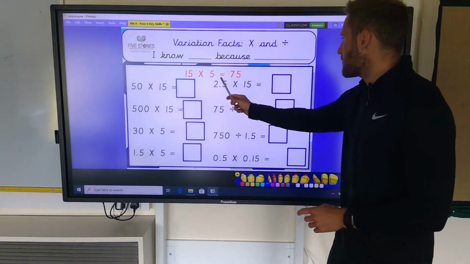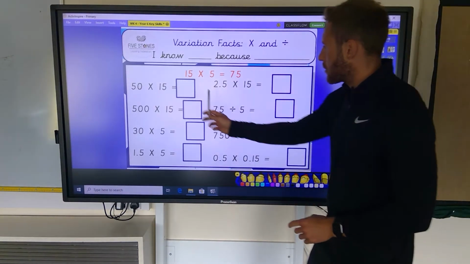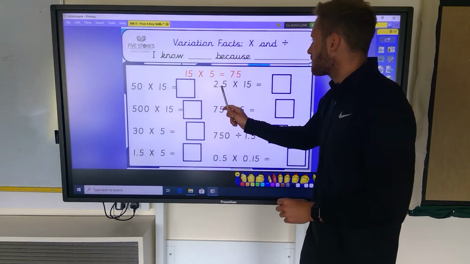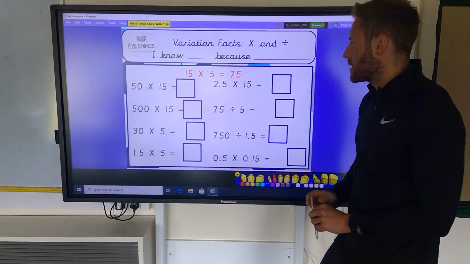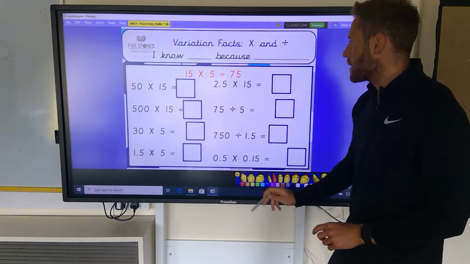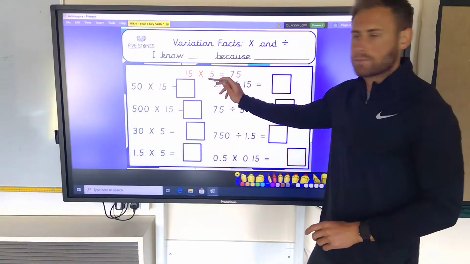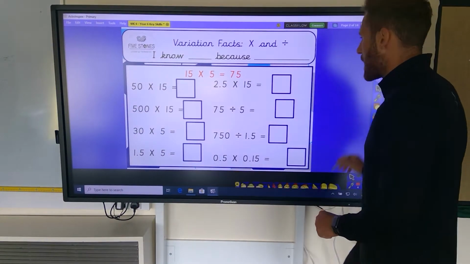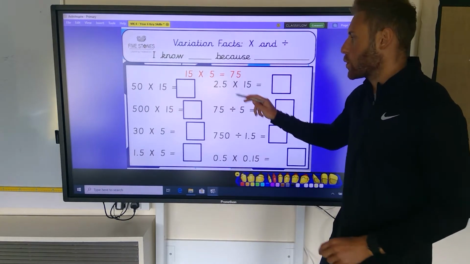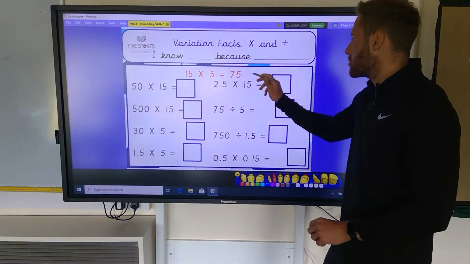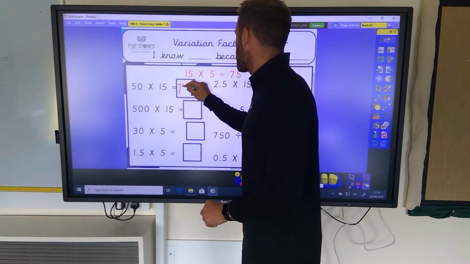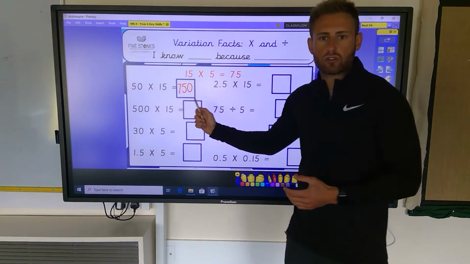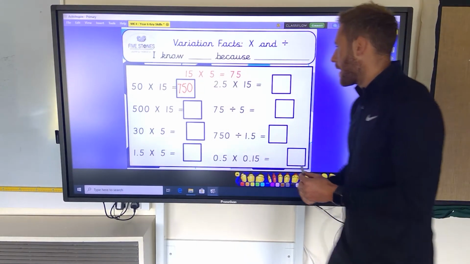So we've got 15 times 5 equals 75. I'm going to firstly look at 50 times 15, and I'm going to think, what connections can I see? So I can see the 15 being the same. However, the 5 has been multiplied by 10. Fantastic. So the impact that that's going to have on the other side of our equation is that it is also going to be multiplied by 10. So we've got 75 multiplied by 10. 75 tens is 750. So thank you for your help with that.